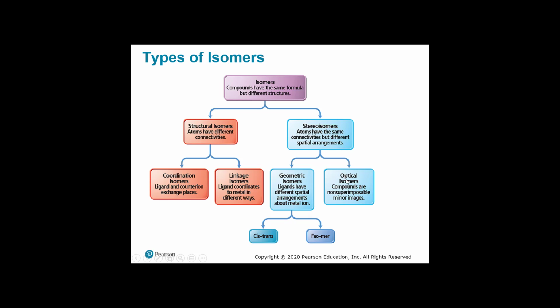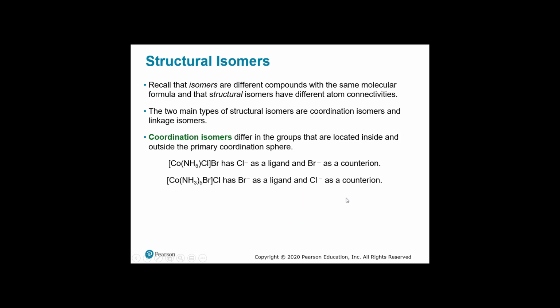Then we can get to optical isomers, which are also enantiomers. Enantiomers is another word you are definitely going to study; you'll have a lot of studying with enantiomers. So a little bit of organic is spilling into this section. Stereoisomers have atoms with the same connectivities but different spatial arrangements, and those either end up as geometric isomers, which is cis and trans, or fac and mer, which stands for facial and meridional. And then we have optical isomers, which are enantiomers.